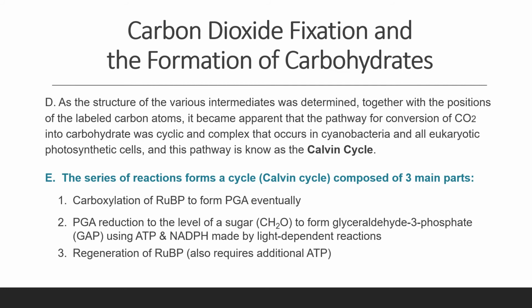So the series of reactions that forms the Calvin cycle is composed of 3 main parts. The first one would be the carboxylation of your RuBP to form PGA. And then the second one would be PGA reduction to the level of sugar to form glyceraldehyde 3-phosphate, or the GAP, using ATP and NADPH made by light-dependent reactions. And lastly is the regeneration of RuBP, which also requires additional use of ATP.